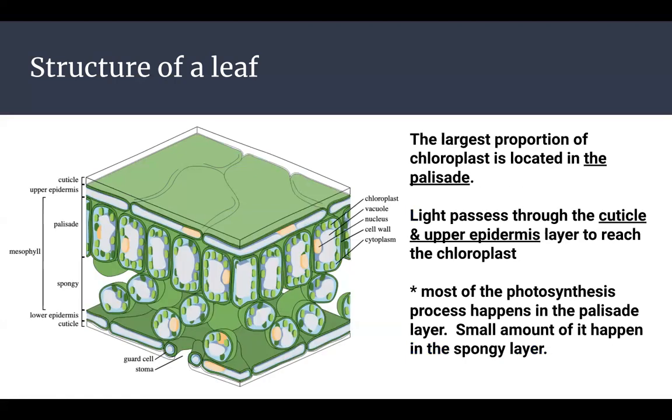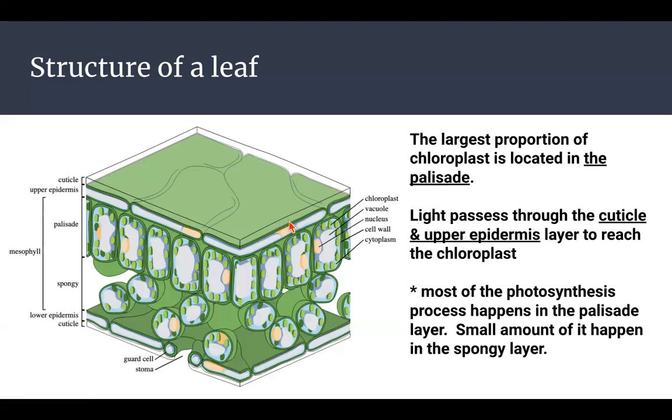Okay, so let's move on from the cuticle. The largest proportion of the chloroplast, if you look here, is actually located in a layer called the palisade. The palisade is a rather thick layer, and every cell in the palisade is jam-packed with chloroplast. Those are the little organelles that contain the chlorophyll, and they capture your sunlight for you. So the sunlight, in order to get to this palisade layer, needs to pass through the cuticle. Thank God that it is clear or transparent.